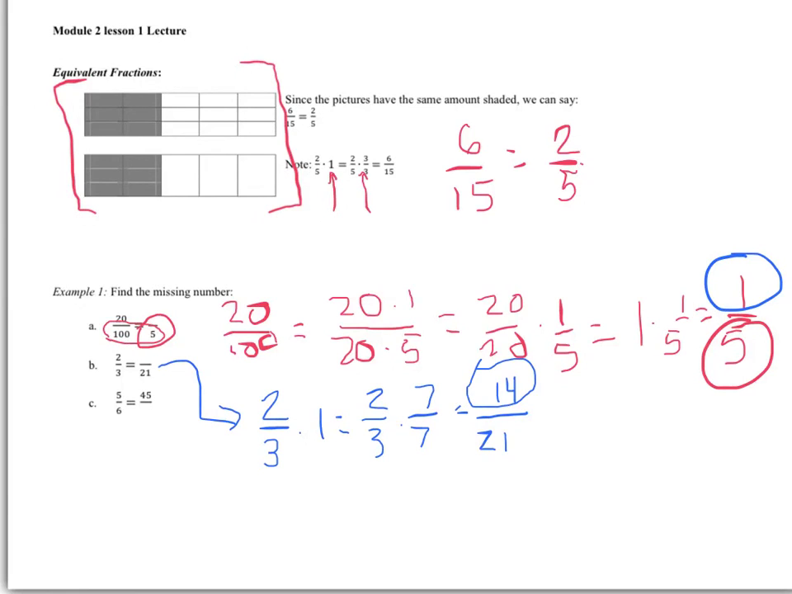so the missing number in this case is 14. Now going on to part C, we have 5/6 equals 45 over blank. Now we're going to be looking at the numerators. 5 and 45 differ by a factor of 9. 9 is the missing factor. So we'll do this one the same as we just did A.